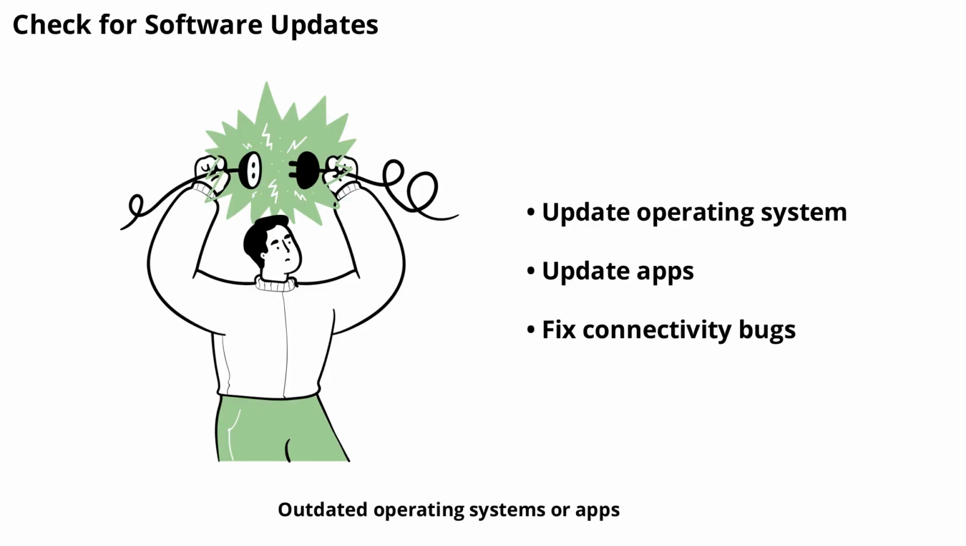Outdated operating systems or apps can sometimes cause connectivity issues. Make sure your devices are running the latest software updates. This can resolve bugs, improve compatibility, and help maintain a stable internet connection.